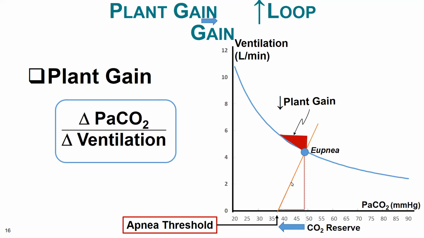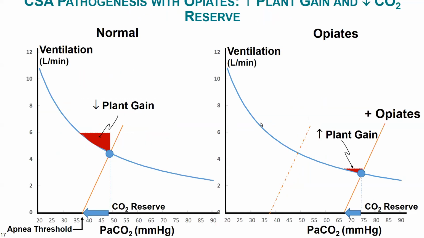And as we blow off CO2 efficiently, we drop the CO2 further and further towards the apnea threshold. Well, plant gain will vary depending on where we're located on this isometabolic curve. In other words, how much CO2 we're producing and how much ventilation we generate. Well, let's take the example of giving a patient opiates. We know that opiates are a pharmacologic agent that depresses ventilation. Well, associated with the ventilatory depression, when we take a hit of opiates, we move down the isometabolic curve. And so for the same level of CO2 sensitivity, represented here by the orange line, the plant gain changes by virtue of the fact that this isometabolic curve is curvilinear.